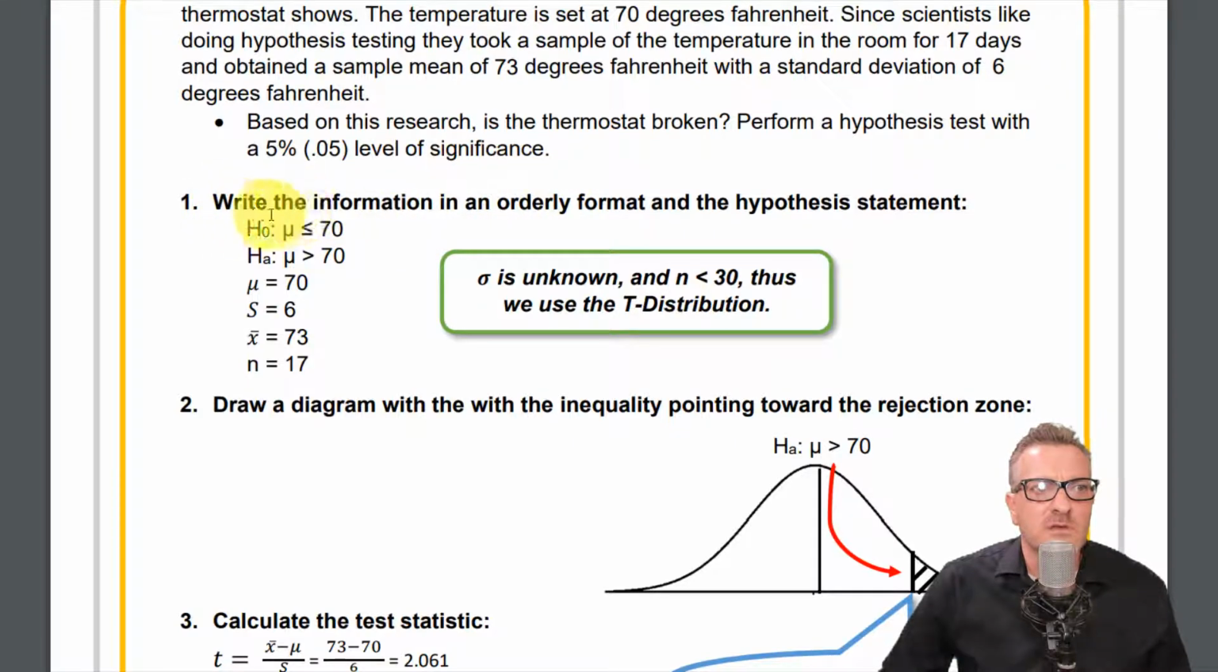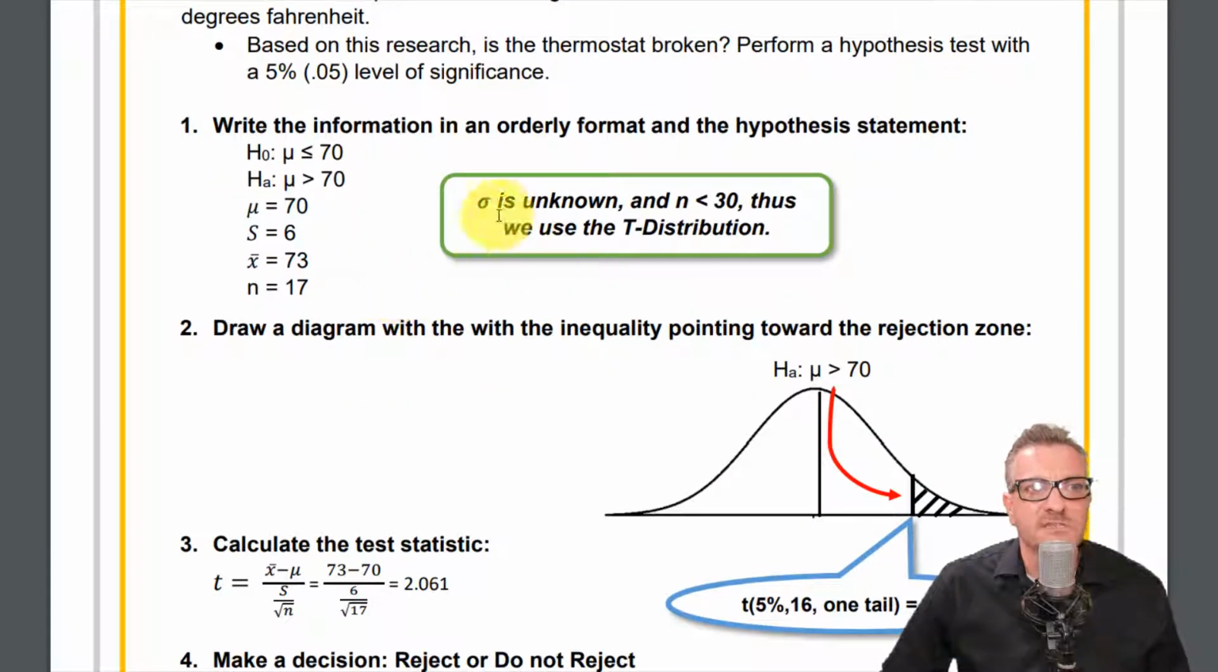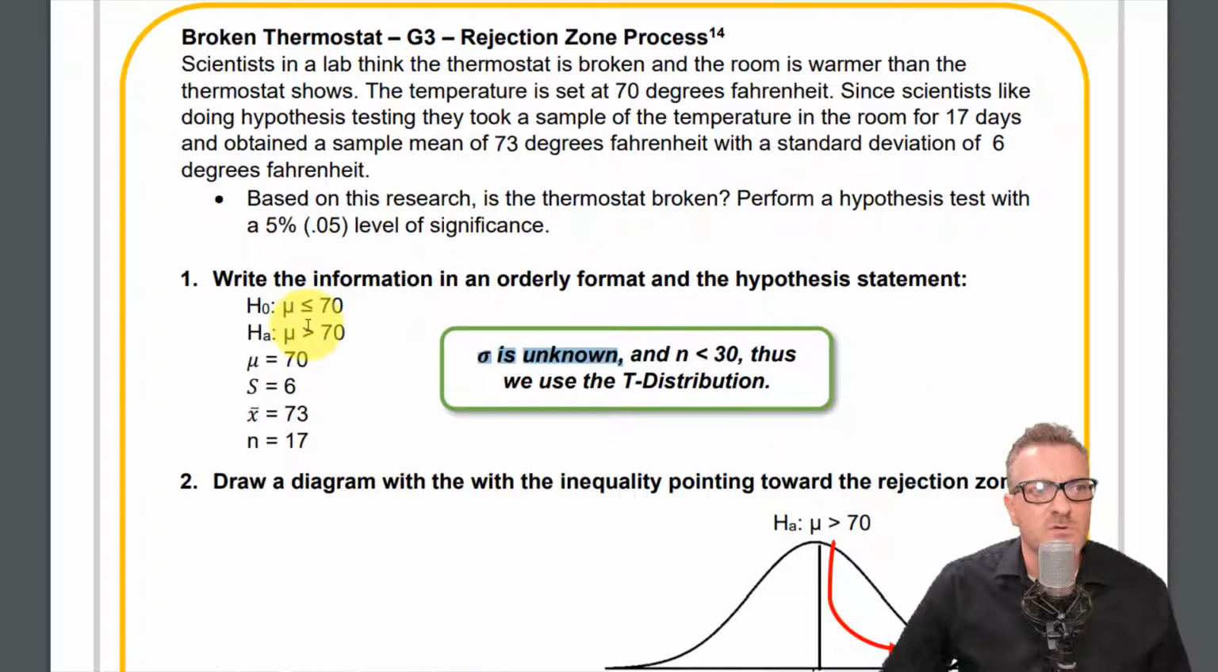So, write out the information. In this case, our population standard deviation is unknown, and n is less than 30. We're going to use the t-distribution. So our null hypothesis is the status quo, the room is 70 degrees or less. And then the alternative hypothesis is more than 70 degrees. Okay, and mu is 70 degrees.